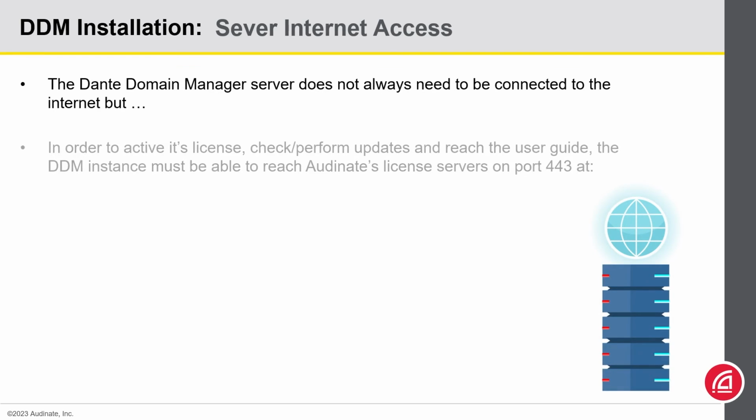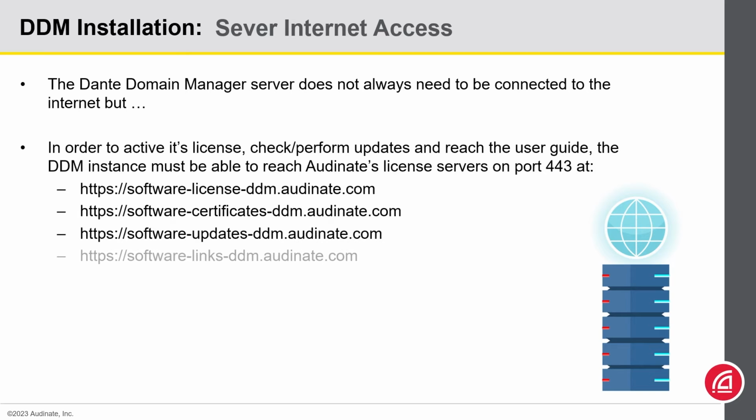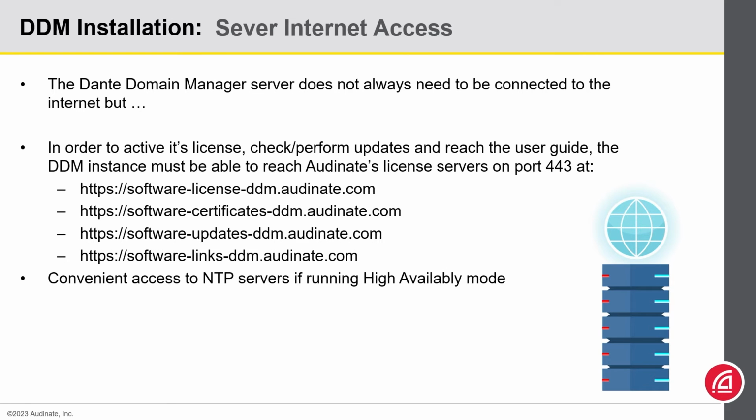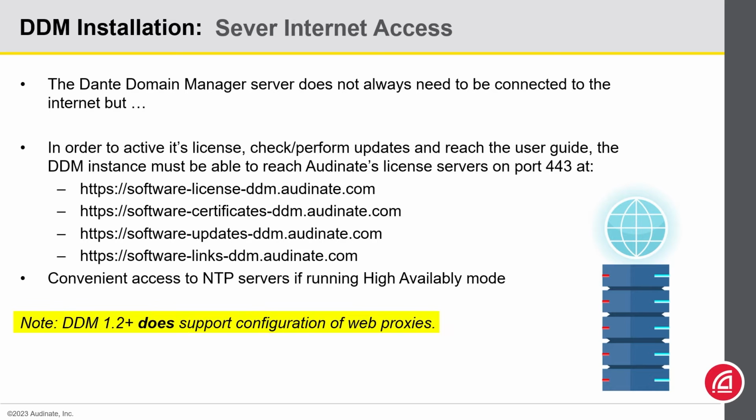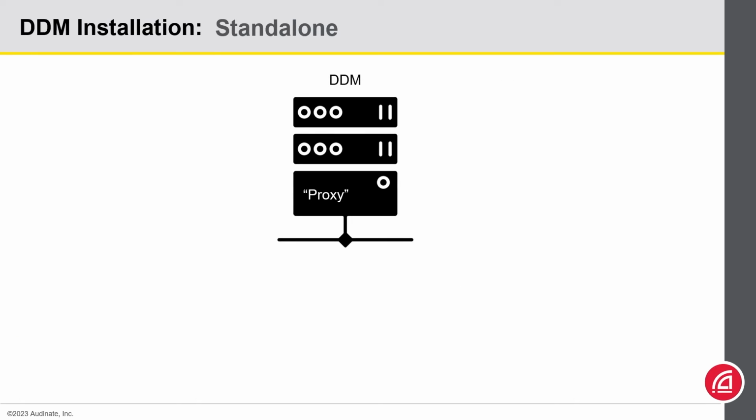So all this information is good to know when planning your network deployment with DDM. So these are the sites DDM needs to connect to on port 443 to get the information. Finally, be aware that DDM version 1.2 or higher already supports web proxies.